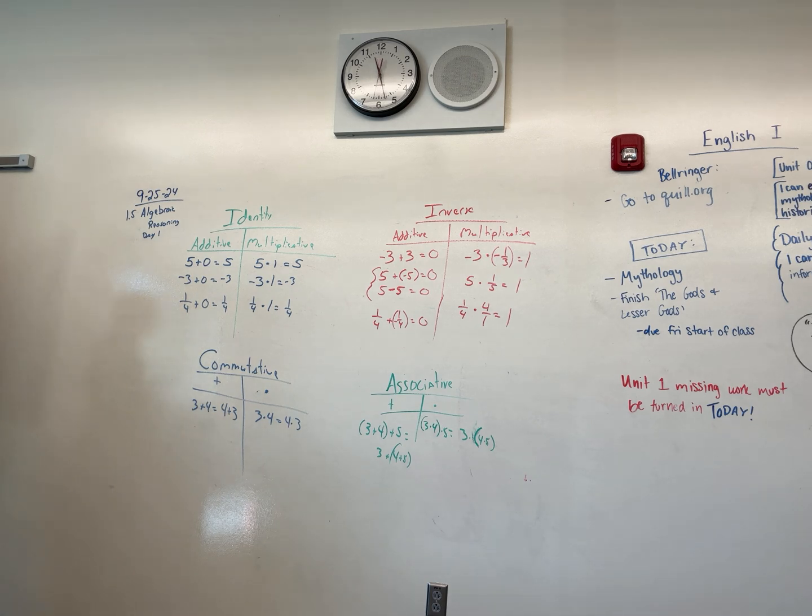And then the distributive property is simply taking what's in front of the parenthesis and multiplying. We've already done that. I'm not going to write that down.